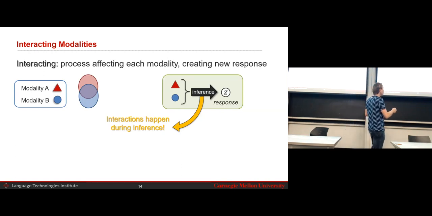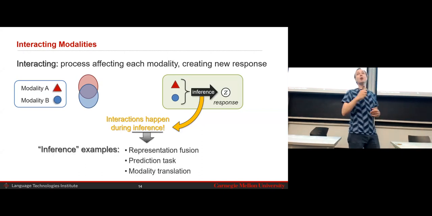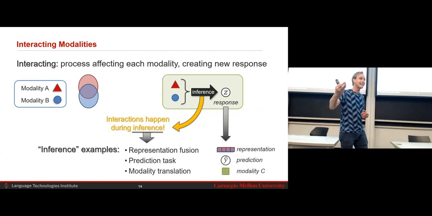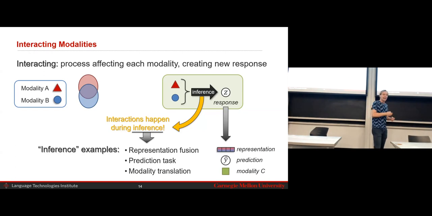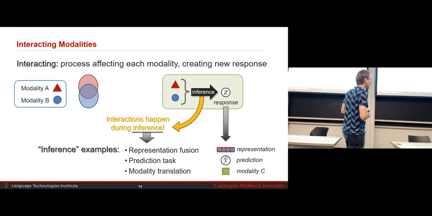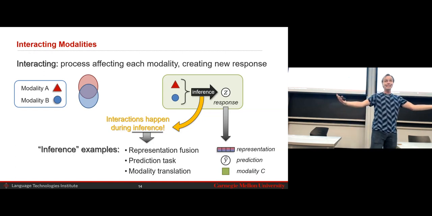Now I'm going to learn some model to either learn a representation, or maybe I'm learning a label, or I'm learning another modality. And it's only at that stage that I will not only maybe discover these connections, but there's something more that's going to happen, which is interaction. There, the modalities will come together and they will start creating something new that neither modality had by itself. That's where the modalities can affect each other, creating a new response. That's the interaction.